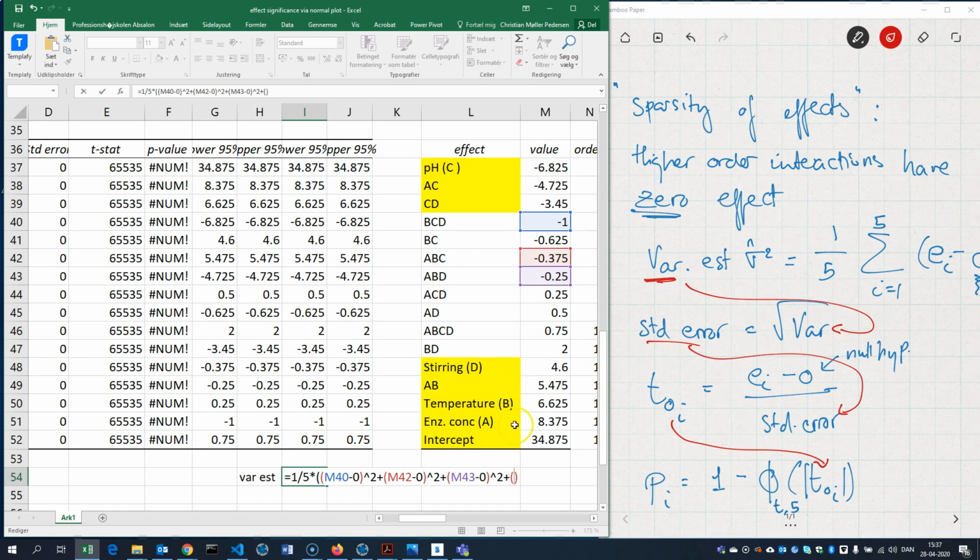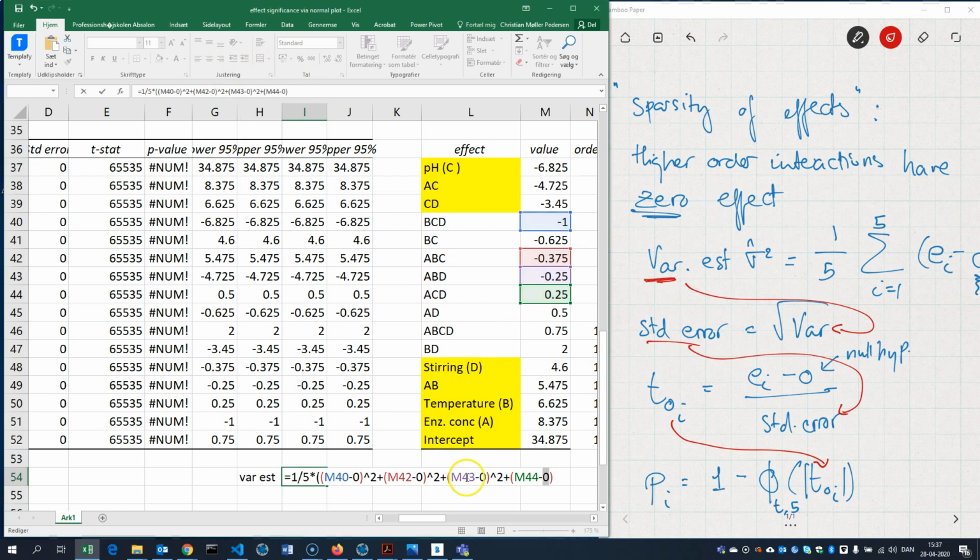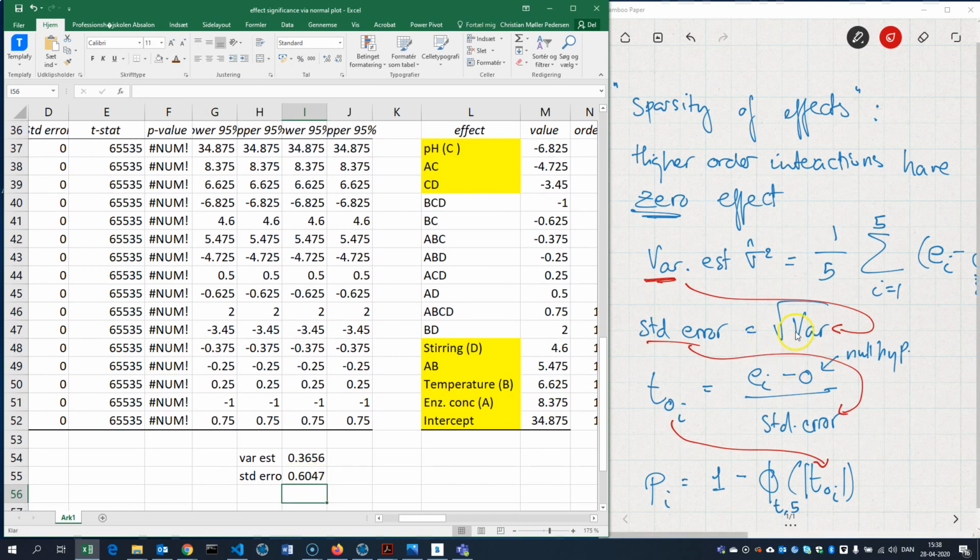Could easily make a mistake here. Minus 0 squared, plus ABCD, minus 0 squared. And we'll close the bracket here, and that gives us the variance estimate. And then we need the standard error, which is then the square root, in Danish kvadratrod, of the variance. Like that. So now we have the standard error.